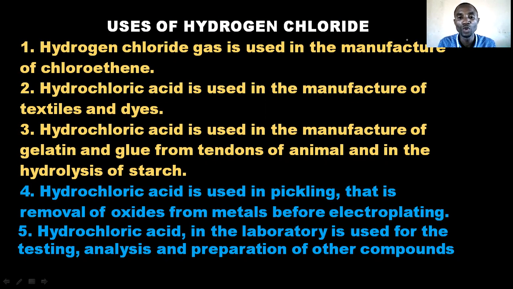Hydrochloric acid is used in the manufacture of textile and dyes. Hydrochloric acid is used in the manufacture of what? Glue from tendons of animals, and then hydrolysis of starch. We use hydrochloric acid in pickling, that is, removal of oxide from metals before electroplating.